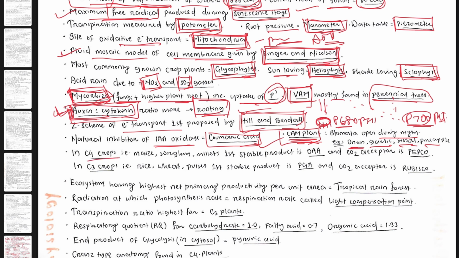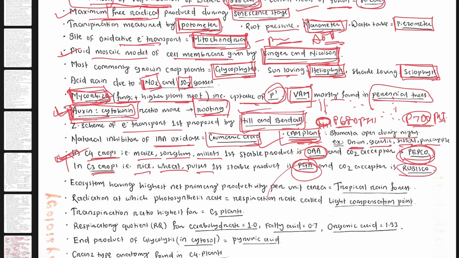In C4 crops such as maize, sorghum, millet, the first stable product, C4 means it's a C4 cycle. In that cycle, the first stable product is oxaloacetic acid and the carbon dioxide acceptor is PEPCO, PEP carboxylase, phosphoenol pyruvate carboxylase. So in the C4 cycle, the water use efficiency is obviously higher than in C3 crops. And C3 crops, what are the C3 crops? Rice, wheat, pulses. The first stable product in C3 crops is PGA and the carbon dioxide acceptor is Rubisco.